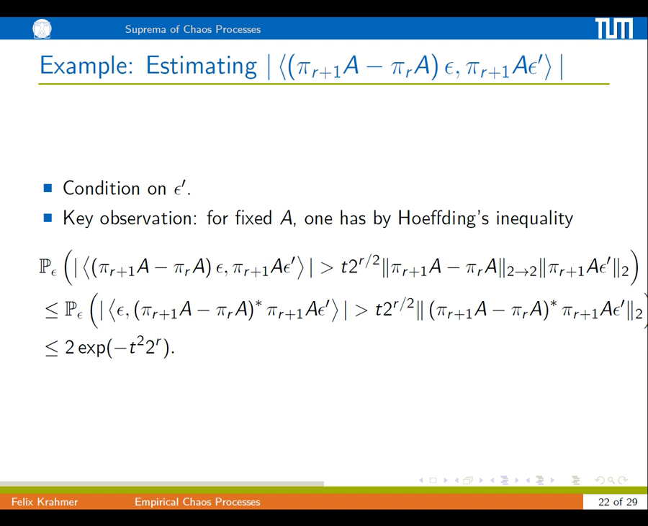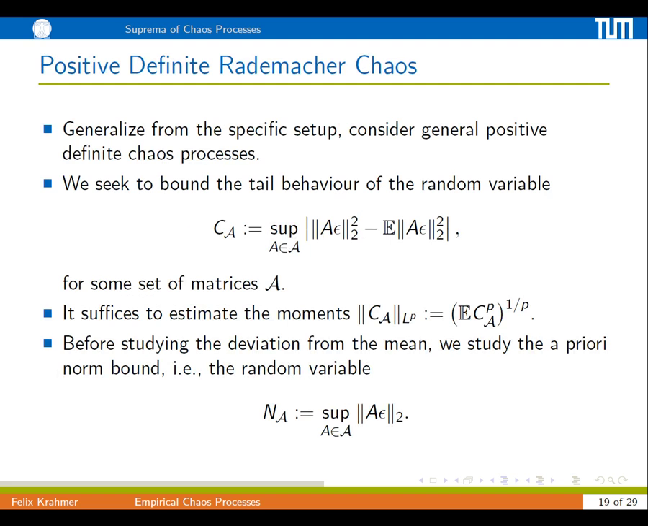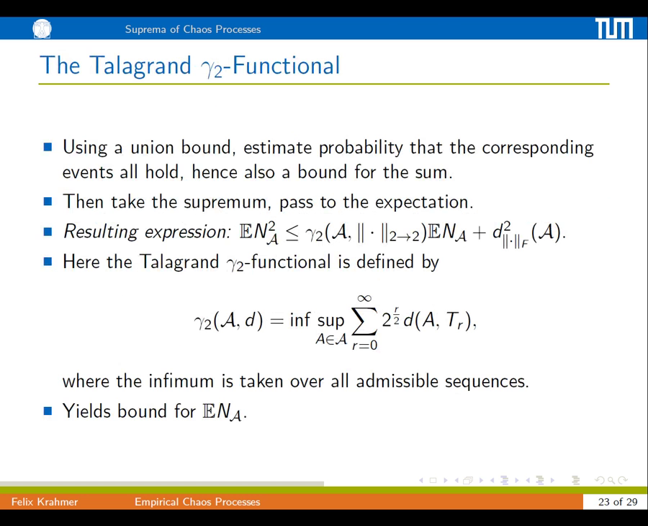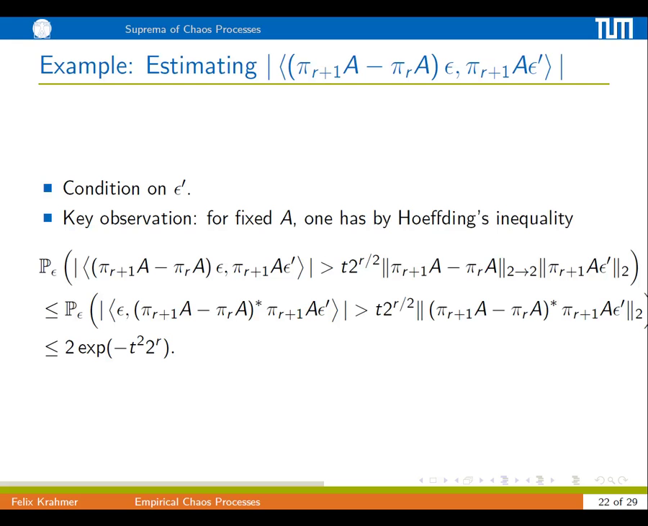So why is this useful? What we get here is that this quantity here, pi r plus 1 a, is just some matrix. You think of it as some A or some matrix B. So this is an expression of the quantity that we started with. So think of, we had the supremum over the two norms, over all matrices A times epsilon. This thing is certainly one matrix that qualifies. So we basically reduced it back to the quantity that we started with and we eventually wanted to estimate.